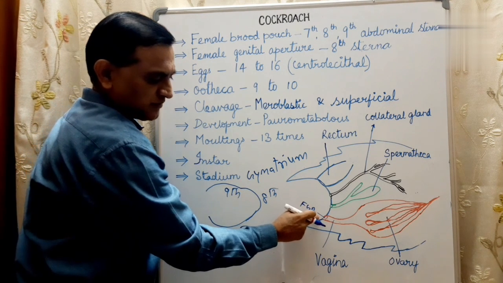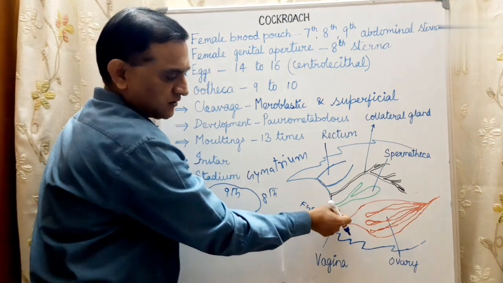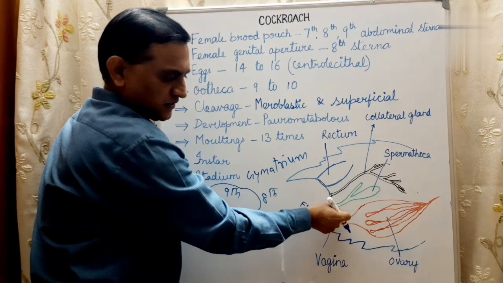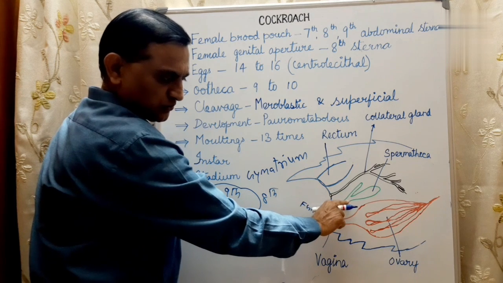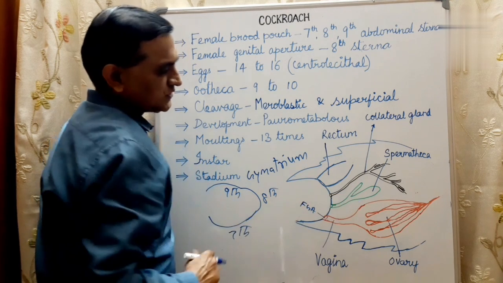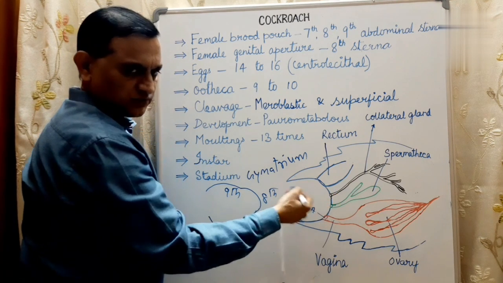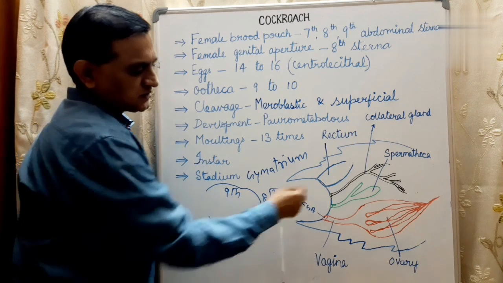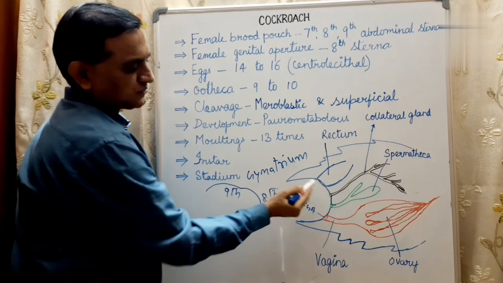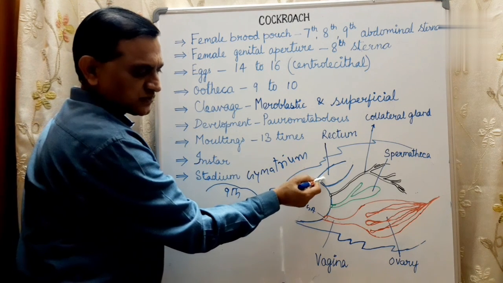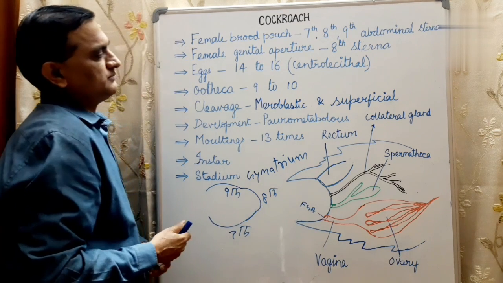Above the female genital aperture, you can see the openings of the spermathecae, and the collateral glands are present. The spermathecae receive sperms during copulation, and the collateral glands help in the formation of the ootheca or egg case. On the dorsal side, you can see the rectum, which opens through the anus. So the anus is on the dorsal side, and the genital apertures are located on the ventral side.